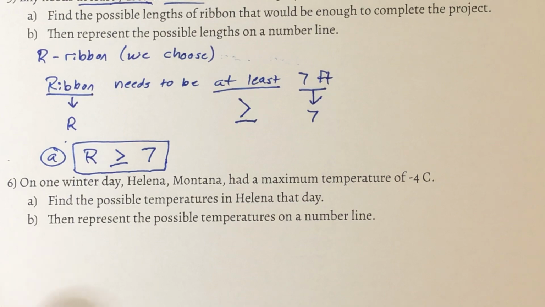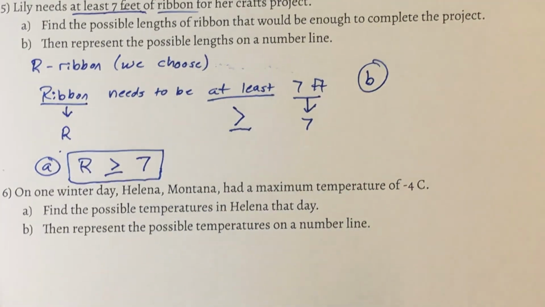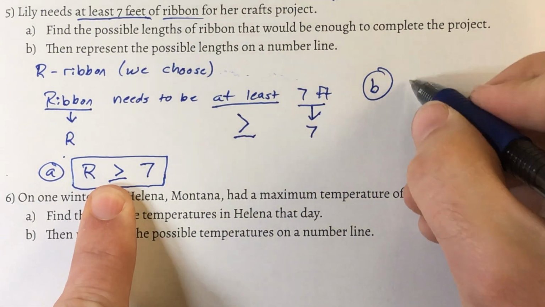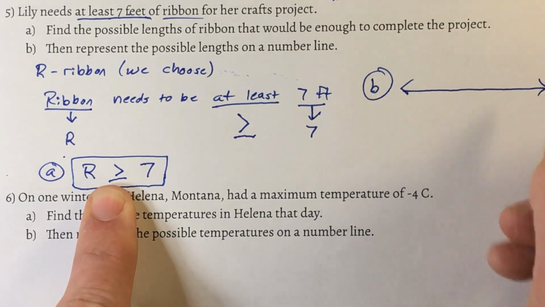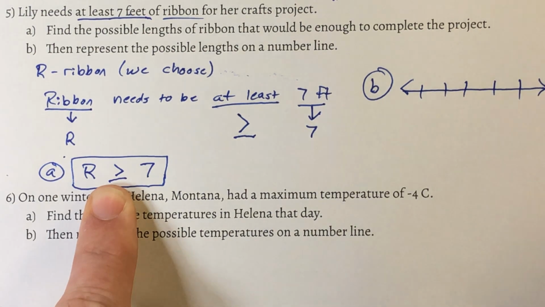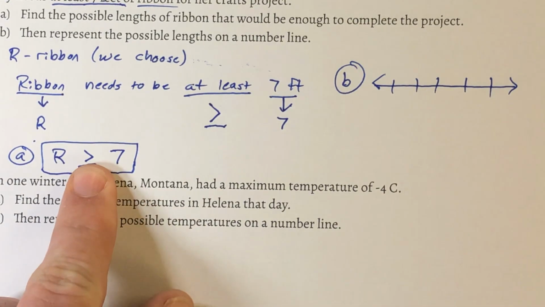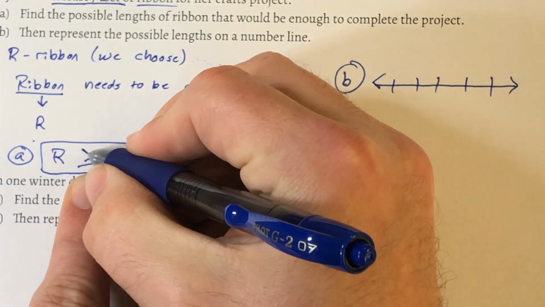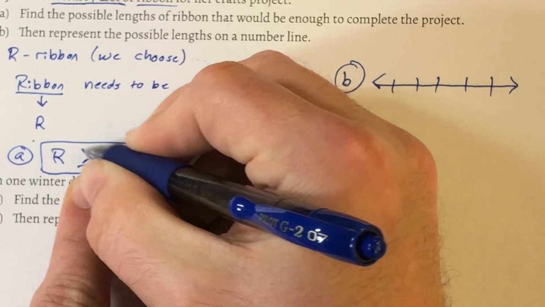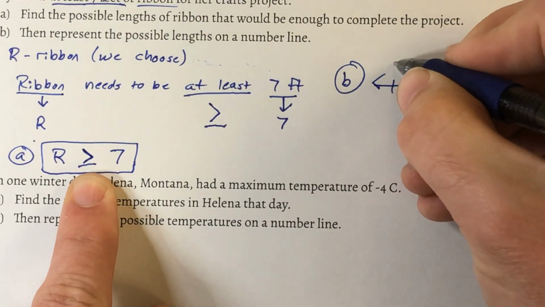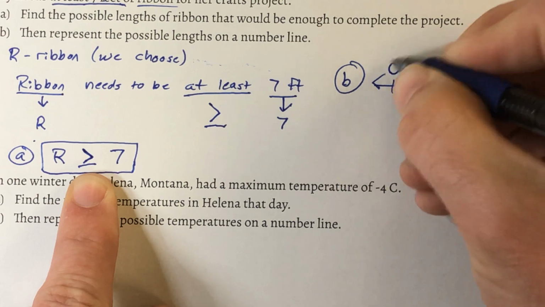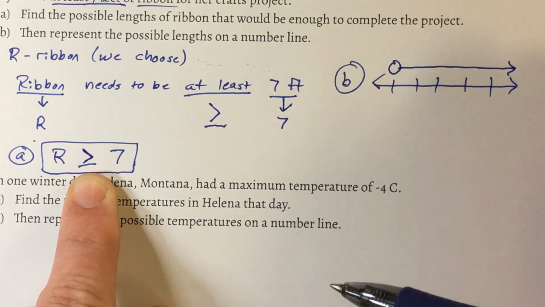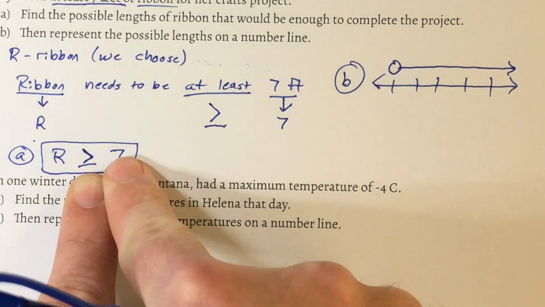All right, part B. It says represent the possible lengths on a number line. So, first step, draw a number line that can fit about 5 numbers for a good sample. Next step, I'm going to use a shortcut because the letter's on the left, like it should be, and this greater than or equal to symbol looks like an arrow pointing to the right. I know I'm going to have a circle on the left, and it's going to point to the right. It's going to point to all the numbers that are greater than this number.